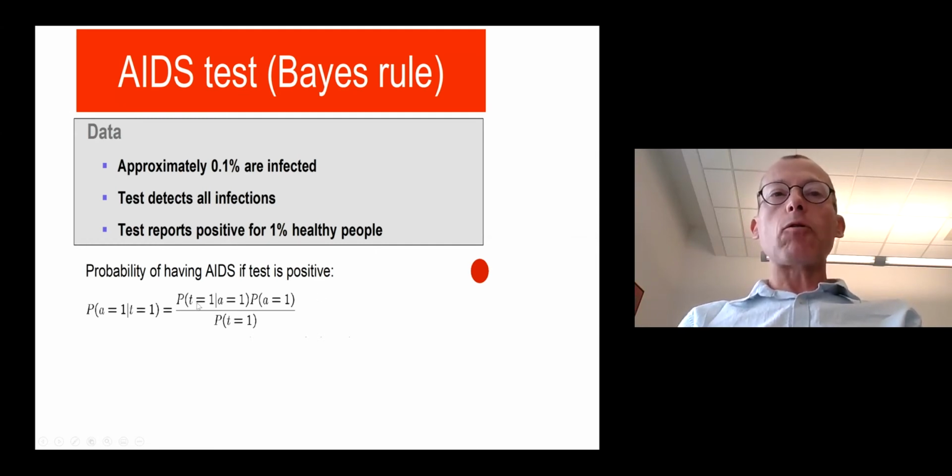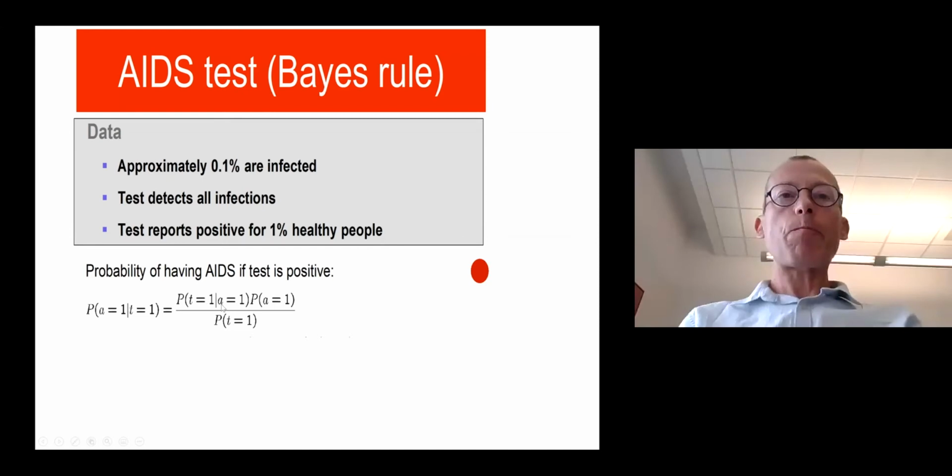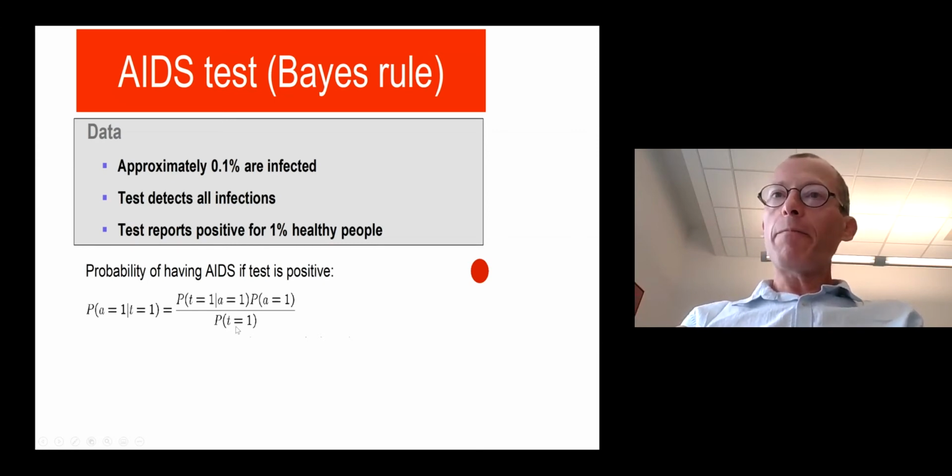What's the probability that the test is 1 if you have the disease? It's 1. We know that if A is 1, then there's no false negative. And what's the probability that you have the disease? It's very low, right? The probability of AIDS is 0.01, basically. And what's the probability that the test is 1?